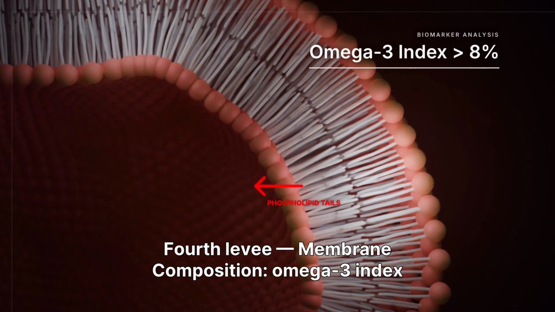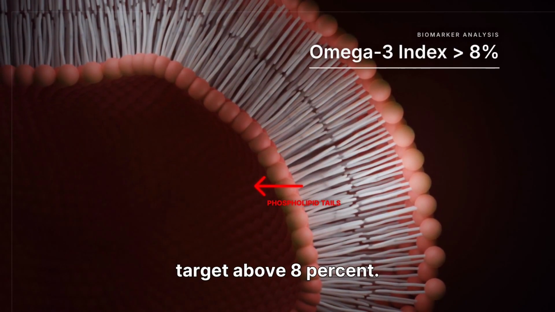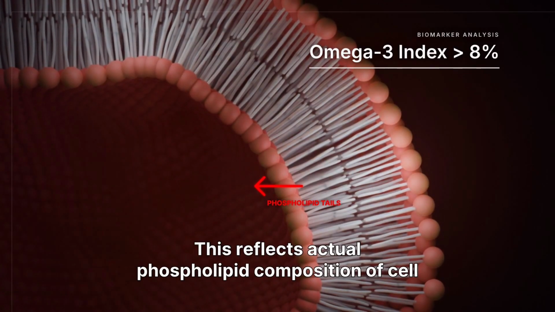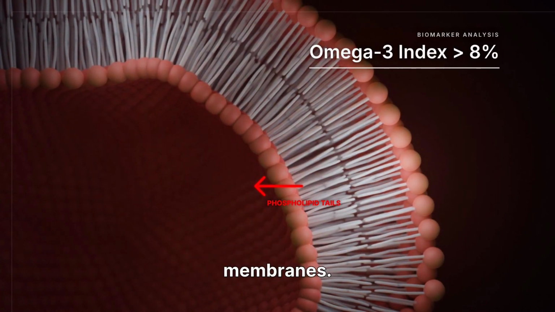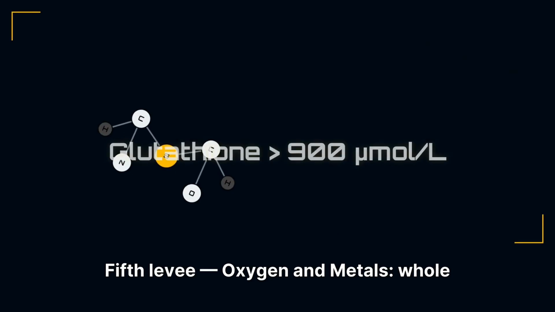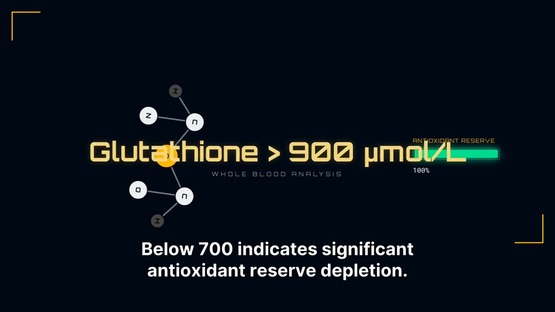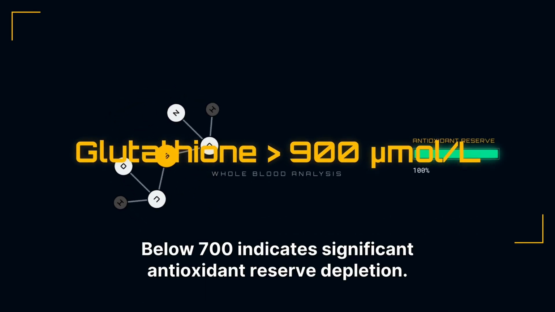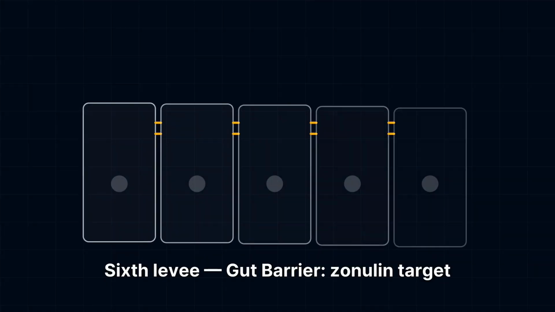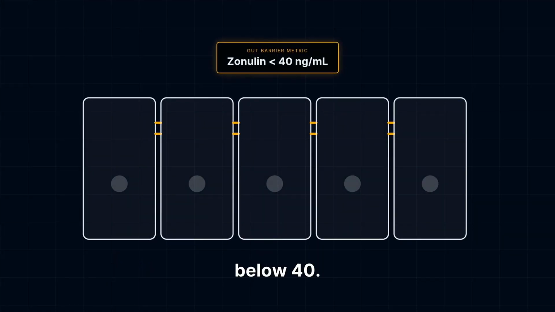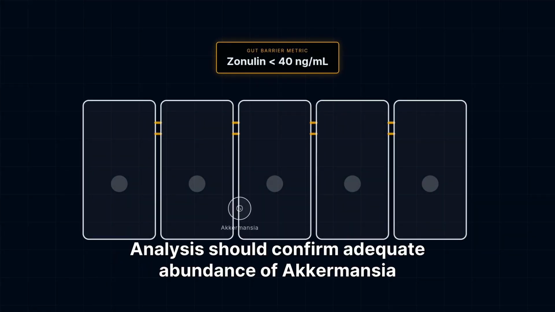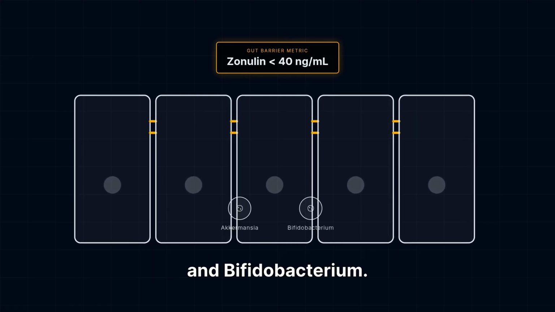Fourth levy, membrane composition, omega-3 index target above 8%. This reflects actual phospholipid composition of cell membranes. Fifth levy, oxygen and metals, whole blood glutathione target above 900. Below 700 indicates significant antioxidant reserve depletion. Sixth levy, gut barrier, zonulin target below 40. Analysis should confirm adequate abundance of Akkermansia and Bifidobacterium.